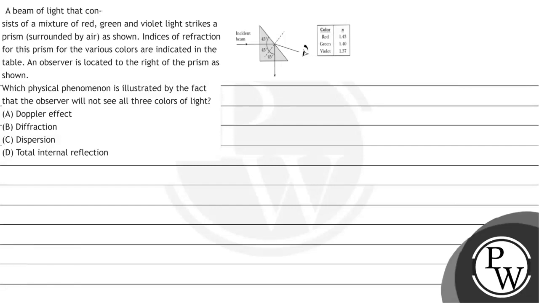So the question says, a beam of light that consists of a mixture of red, green and violet light strikes a prism surrounded by air as shown. Indices of refraction for this prism for various colors are indicated in the table. This is the given table. An observer is located to the right of the prism as shown, which physical phenomenon is illustrated by the fact that the observer will not see all the three colors of light.